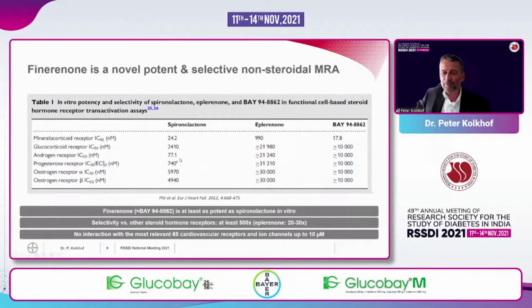And in contrast to spironolactone, which is also a very potent androgen receptor antagonist and a progesterone receptor agonist, which is the reason, I mean, the antagonism of the androgen receptor, for the gynecomastia, finerenone has no affinity. Finerenone also has no affinity for the most relevant 65 cardiovascular receptors and ion channels up to 10 micromolar. So it is a very highly selective and potent MR antagonist.